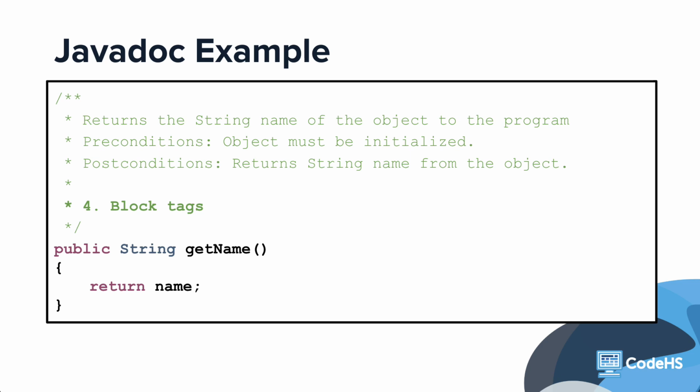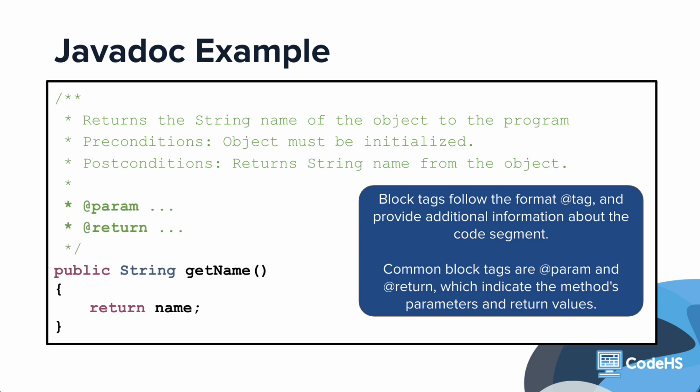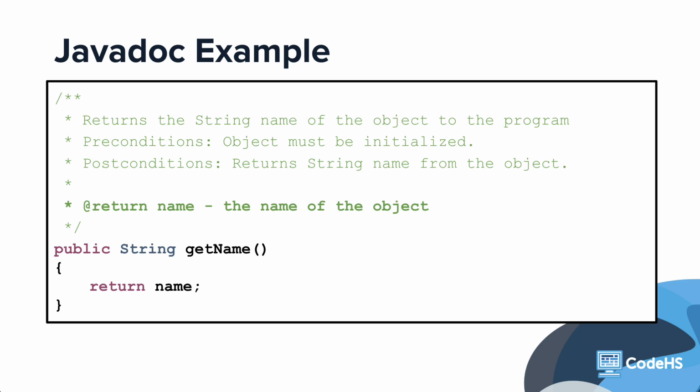The final elements in the Javadoc comment are the block tags. Block tags follow the format @tag and provide additional information about the code segment. Common block tags are @param and @return, which indicate the method's parameters and return values. Each block tag needs to be on a separate line. In this example, the only block tag that you can add is a return value, since there are no parameters in this problem. You can write @return to indicate that there is a return value, the name of variable that is being returned, and a description of what that variable does. In this case, you are returning the variable name, which is the name of the object.